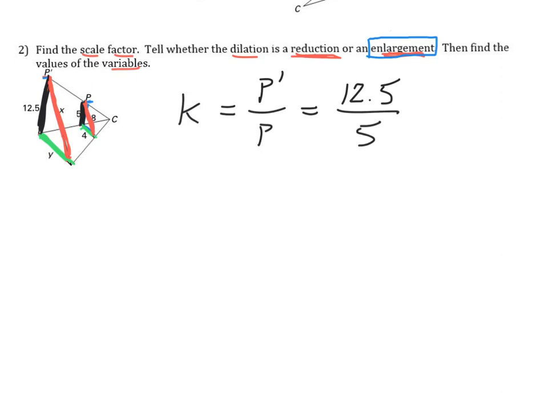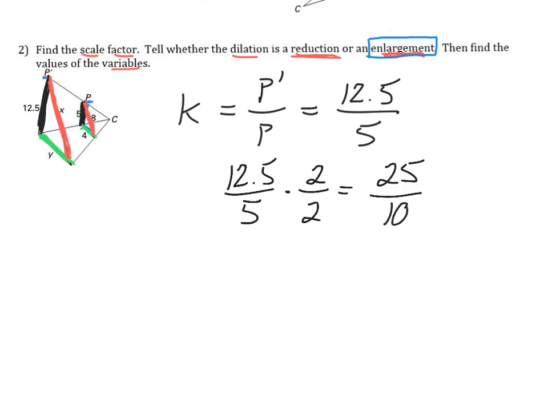So now I'm dealing with a decimal. As I said, I want to try to reduce these scale factors as much as possible. It's a little challenging to reduce with a decimal, so I'm going to multiply by 2 to start. That's going to get rid of the decimal. So I end up with 25 over 10. Now I should be able to reduce this. If I divide both terms by 5, I end up with 5 over 2. So there's my scale factor.